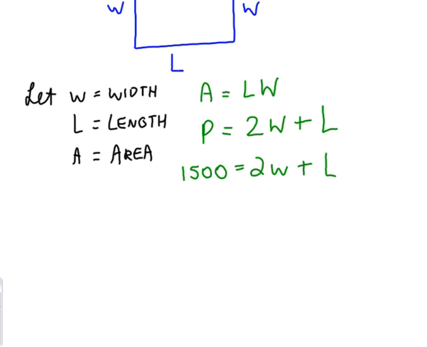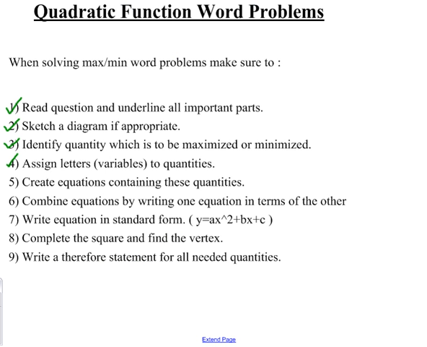All right. So we have 2 equations that we're going to concentrate on. We have the area equation, length times width for a rectangle, and we have a perimeter equation, which is 1,500 equals 2 widths plus 1 length. Okay. We've identified 2 equations. Let's now go back to our steps to see what's next. Step 5, create equations for quantities. Check. Step 6, combine equations by writing one equation in terms of the other.